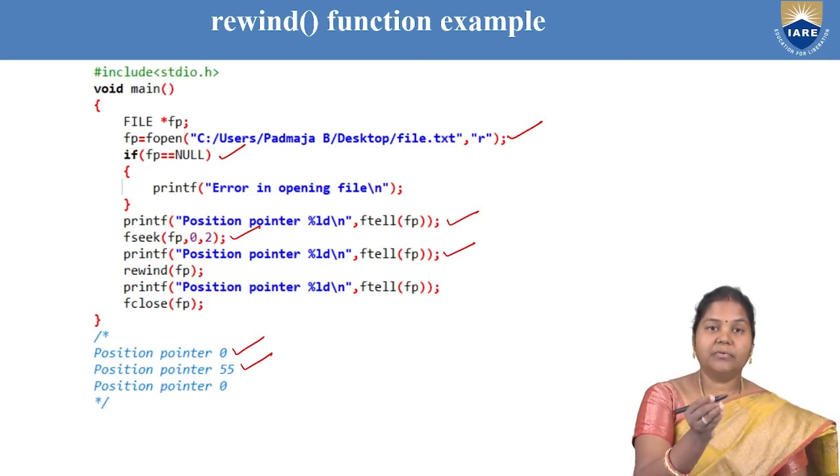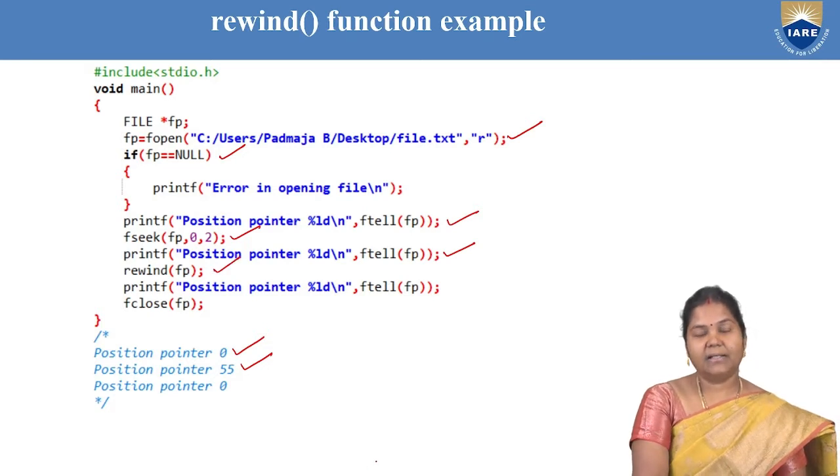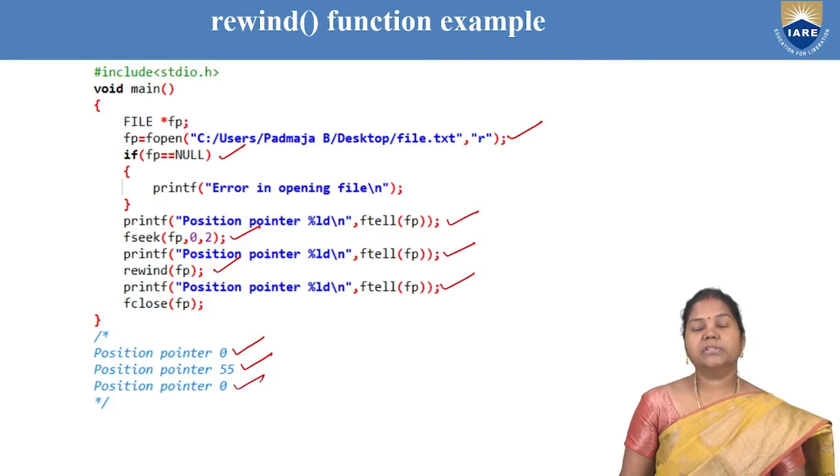If you want to take the file pointer again to the beginning, then write rewind(fp). Directly the file pointer will now point to the first character or 0th character in the file. So, you can check that using ftell, and you will see that the position of the file pointer is now at the beginning.